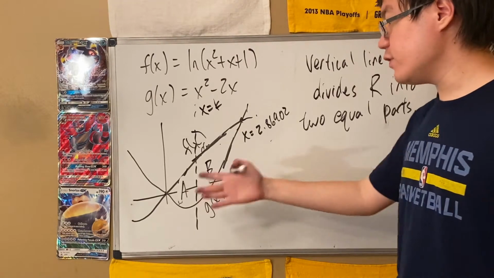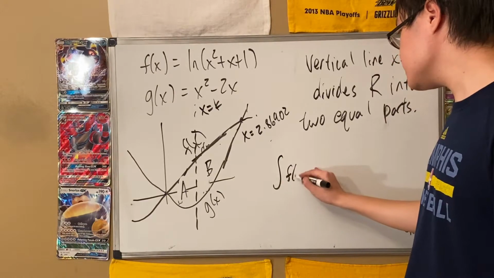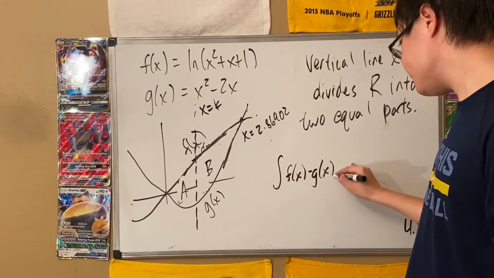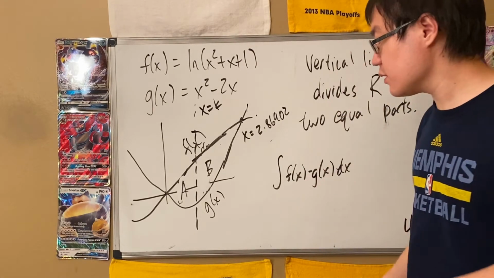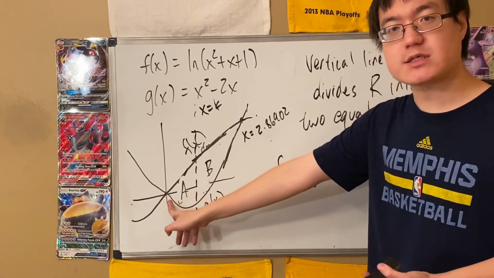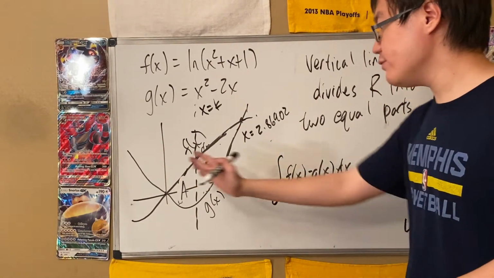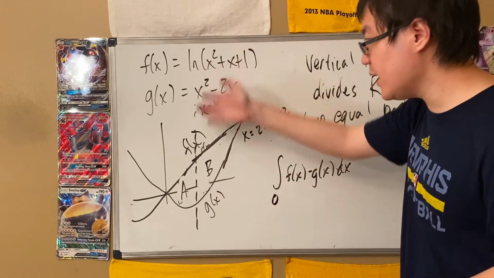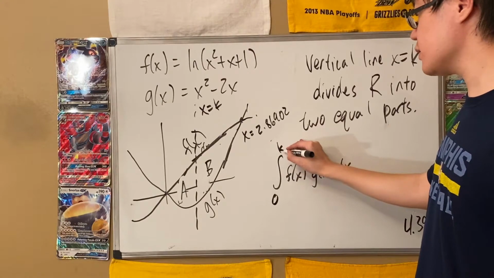What's the integral of region A? Well, it's still top minus bottom. So it's going to be f of x minus g of x dx. And what are the x coordinates though? That's the important thing. In region A, our leftmost x coordinate is 0, so it's going to be 0 on the bottom. And then what's our rightmost coordinate? Well, this line x is equal to k is dividing the region. So at the top here, it's going to be k.